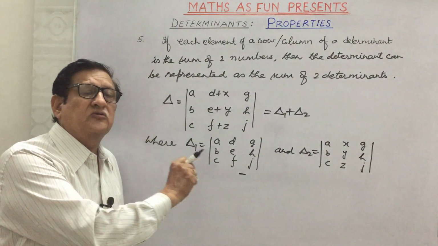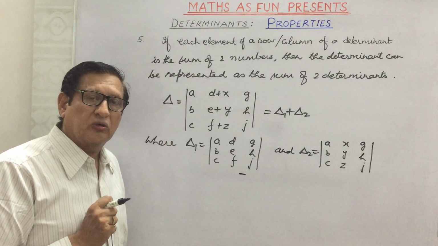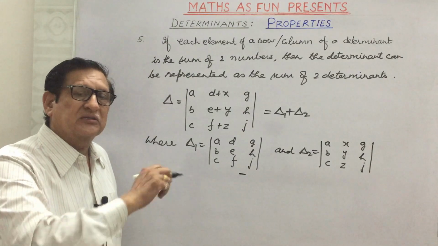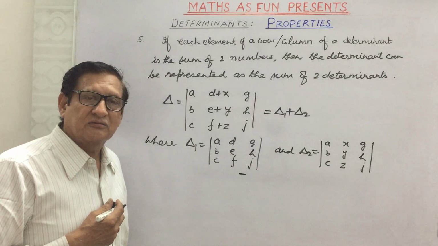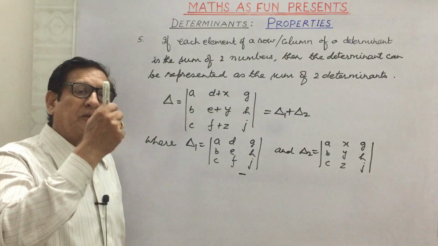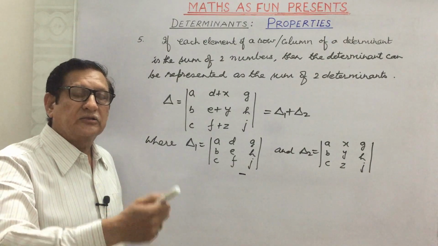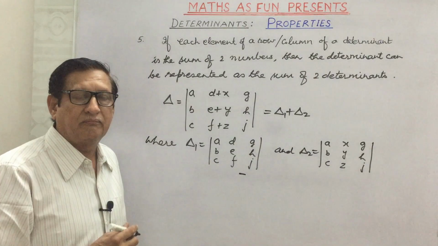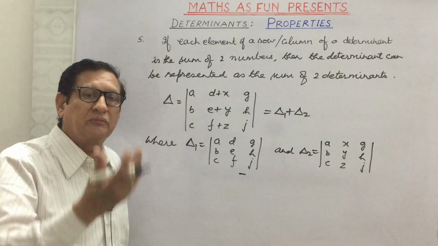This property can also be used to find the sum of two or more determinants. We can't add the determinants like we are adding the matrices, where we can add the corresponding elements. But the determinants can be added in case two of the rows or columns of them are the same and only the third row or column are different.